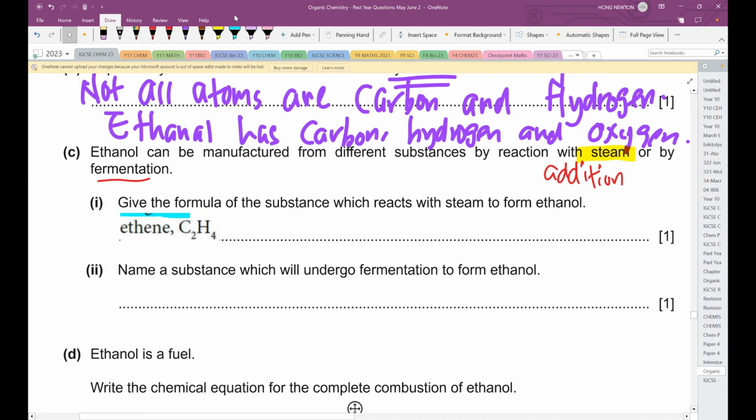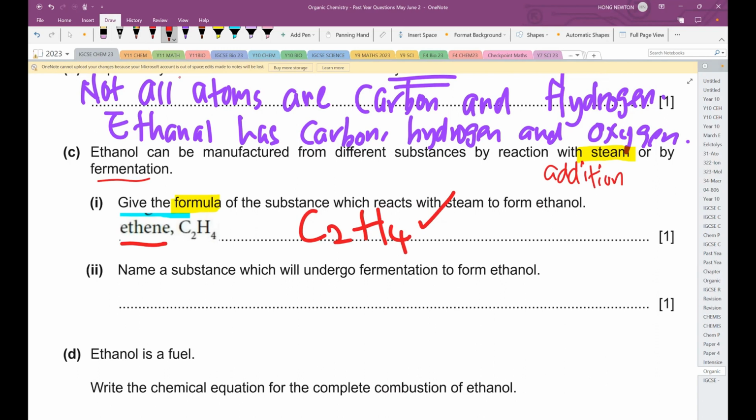But what the question asks you to write is the formula only. They don't want the name, they want the formula of ethene. So the formula of ethene you need to write down is C2H4. This question is considered a higher thinking skill. They didn't ask for the name, they ask for the formula instead. So if you give the name ethene, then it's wrong.